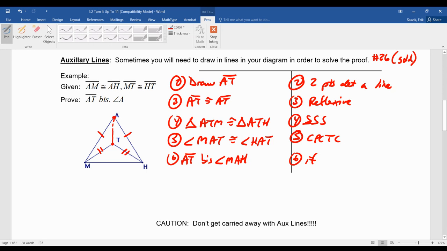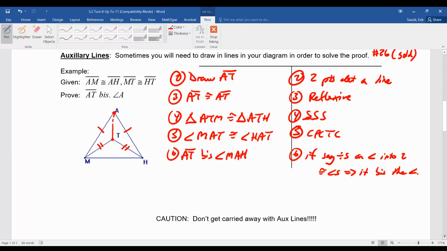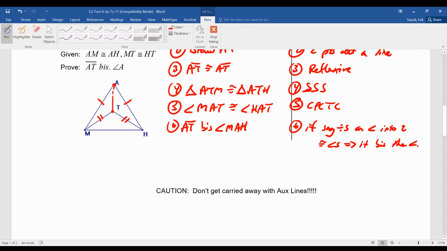Now this is the B version of the bisecting reason, okay? So make sure you use the correct one. If a segment divides an angle into two congruent angles, then it bisects the angle. A lot of times students will give the converse, they'll give the A version of the reason, so be careful with that.